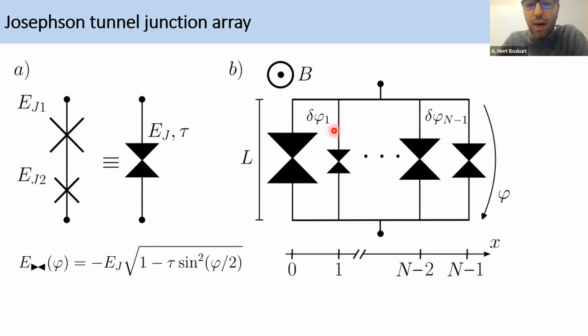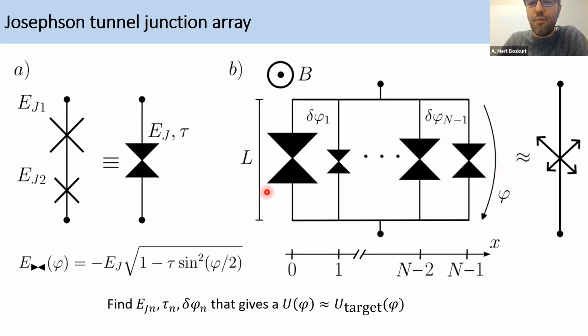Our argument is that if we use such a device, a tunnel junction array, we can get any kind of energy phase relationship, given that we solve for the EJs, taus, and phase differences that give us the target energy phase relation that we like. This can be a superconducting diode energy phase relationship or any other type of energy landscape that we like.